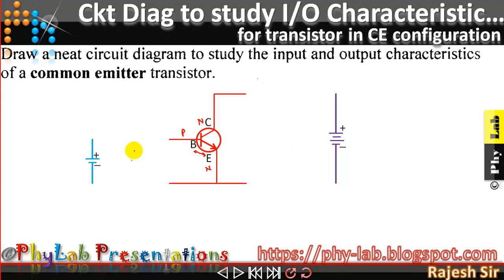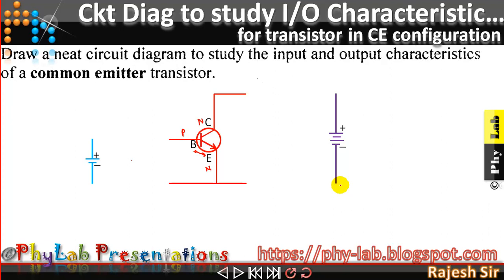So what I have done, I have drawn the batteries over there. Now I need to connect them, but I won't be connecting them directly. I won't be connecting it like this and like this and like this, because I'm looking forward to draw, or in order to study the characteristic curves, I need to vary the voltage, input voltage and output voltage, input current and output current. So I need to vary them.